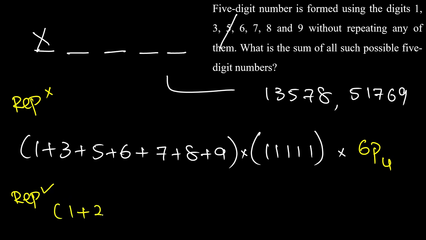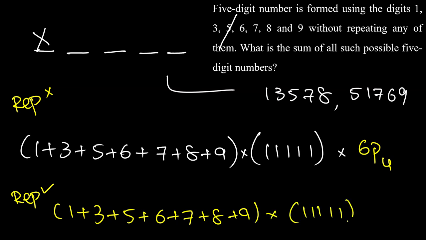Yes, 1, 3, 5, 6, 7, 8, 9, so 5 ones into 7 power 4. All 7 can be used. In repetition not allowed, 5 used means 5 gone. But here I can use 1, I can use 3, I can use 5, 6, 7, 8, 9. See the difference. This is what learning the concept is.